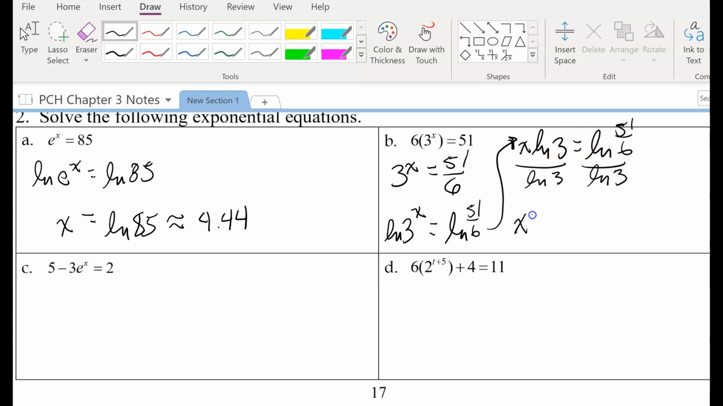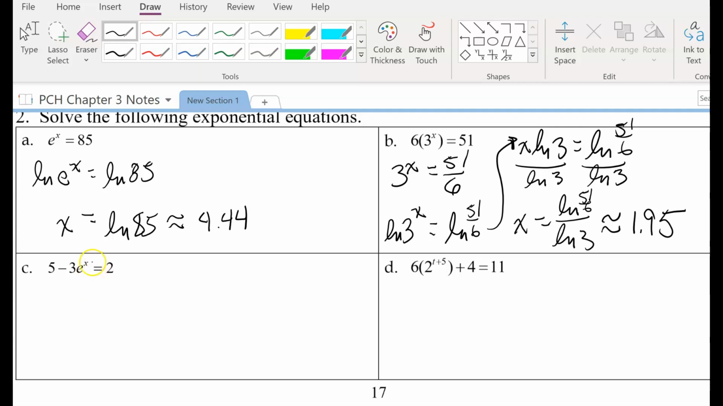And we get that x is equal to natural log 51/6 divided by natural log 3. This would be an exact answer. If we wanted an estimate, we just plug into our calculator to get about 1.95. All right, moving on to the next one.